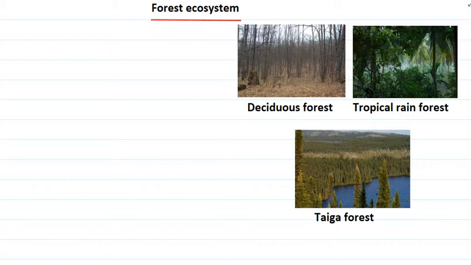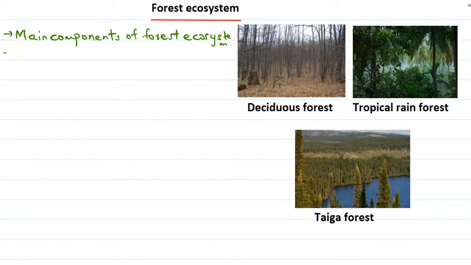Now, the different organisms that are present in a forest ecosystem exist in different layers of the forest. And these organisms not only interact amongst themselves, but also interact with their surrounding environment. So, the main components of a forest ecosystem are, let's see, what are the main components of a forest ecosystem?